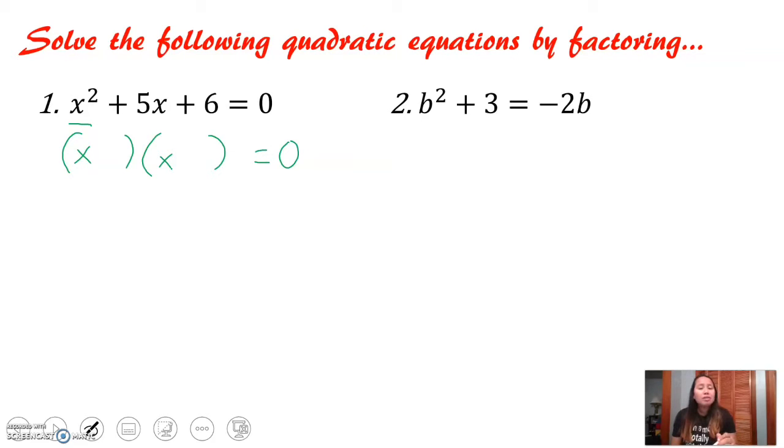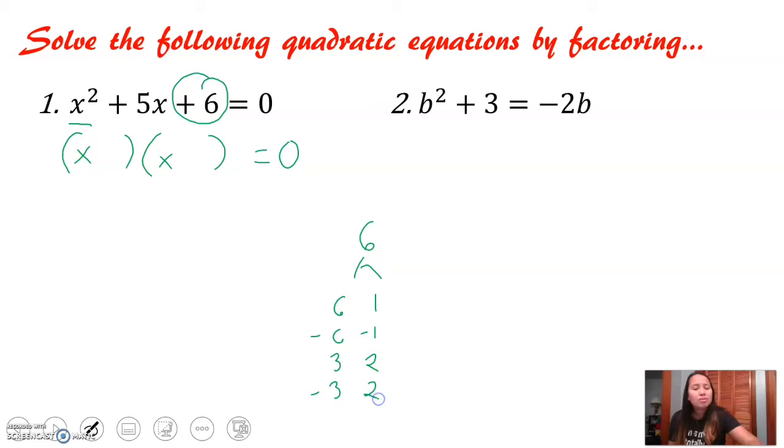The next thing that I'm going to do is look for the factors of positive 6. Okay, so we can do 6 times 1. We can also do negative 6 times negative 1. We have 3 times 2. We also have negative 3 times negative 2. What else do we have? I think that's pretty much it. Okay, these are the factors of our 6 here.